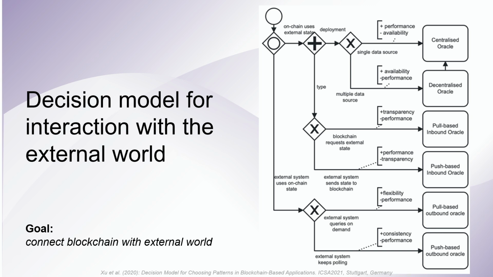The direction of the data flow is typically the first factor to consider. If the data flows from the external world to the blockchain, an inbound oracle is used to transfer data from the external world to the blockchain. Depending on the initiator of the data flow, we can choose either the pull-based inbound oracle or the push-based inbound oracle pattern. If the data flows from blockchain to the external world, an outbound oracle can be used to transfer data from blockchain to the external system. Similar to the inbound oracles, there are push-based outbound oracle and pull-based outbound oracle. The former keeps monitoring the blockchain for relevant updates.